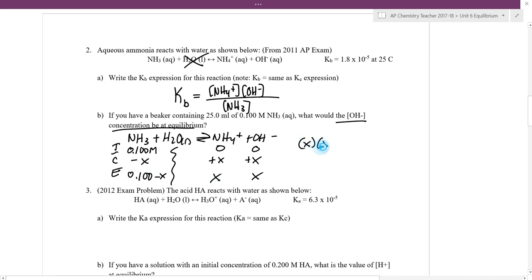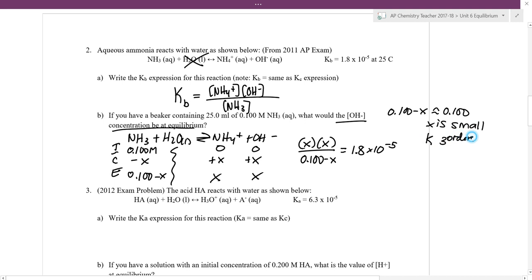So I end up with x times x divided by 0.1 minus x equals 1.8 times 10 to the negative fifth. My K value is sufficiently small where I can assume x is a lot smaller than 0.1, so I can just simplify this to just 0.1. So I'm going to make this assumption that 0.1 minus x is basically just 0.1 because x is small. And the reason why I know this is because the K value is at least 3 orders of magnitude smaller than my original concentration.